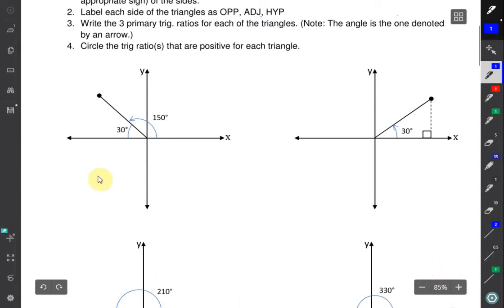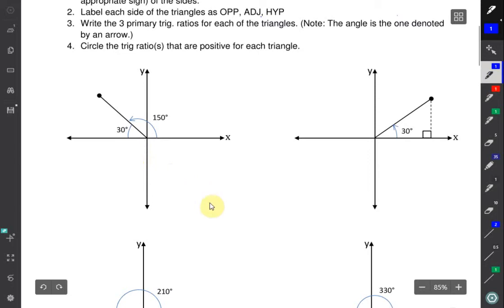As a result, in construction or in other applications, machinery, etc., we can use the idea of having an angle that's greater than 90 and still work with trig ratios.